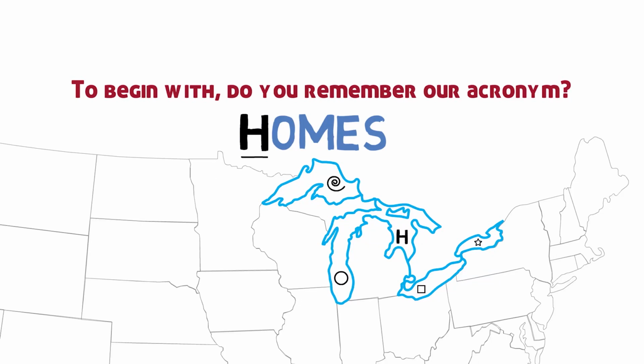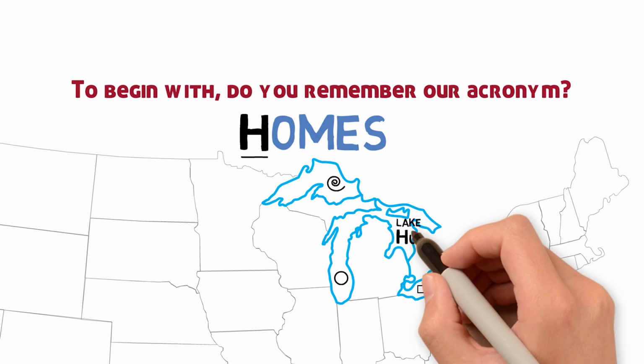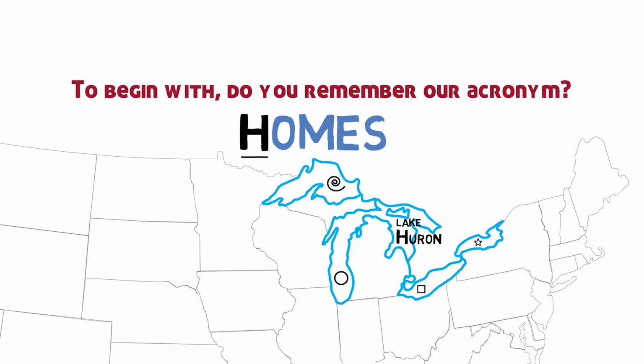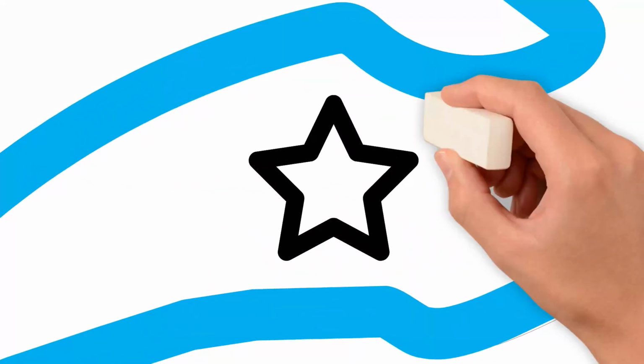Now that we've put our H in, what does H stand for? If you said Huron, you would be correct. Our second letter in our acronym is O. What symbol do we need to erase in order to put our O? If you said star, you would be right.